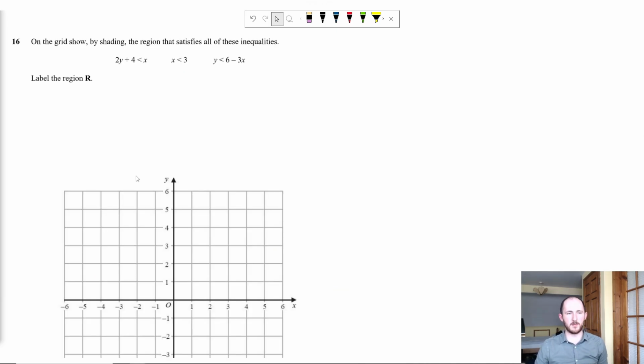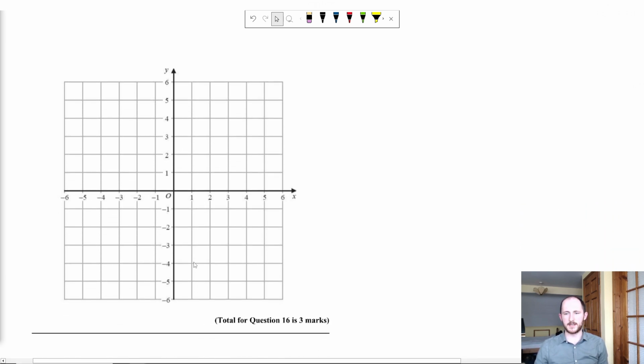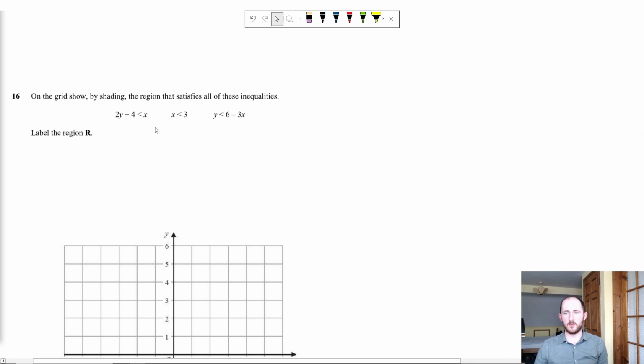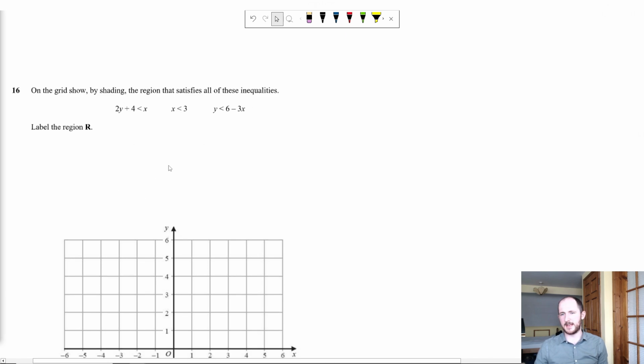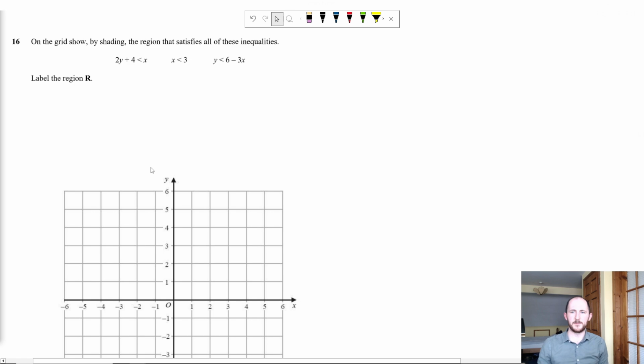For those of you that watched my recent inequalities video, you should hopefully be very good with this question, right? We need to essentially write out all of these inequalities and shade the region that satisfies all of them. As for why they gave such a big gap here, I don't know, but let's do it. So let's start with the easiest one, which is probably going to be x is less than 3. Now, it says less than, and it's not equal to, so it's going to be a dotted line. So let's have a look-see, shall we?